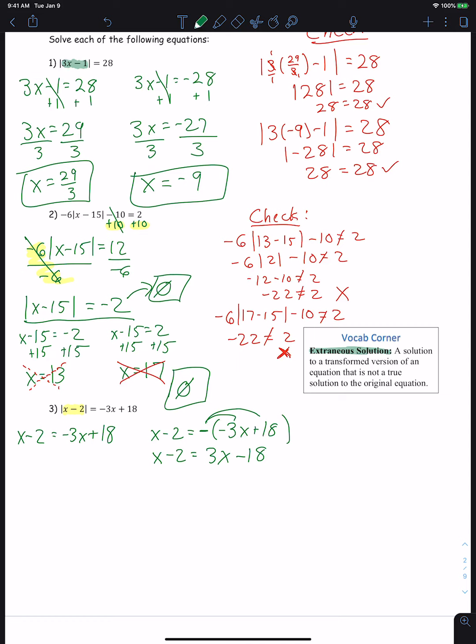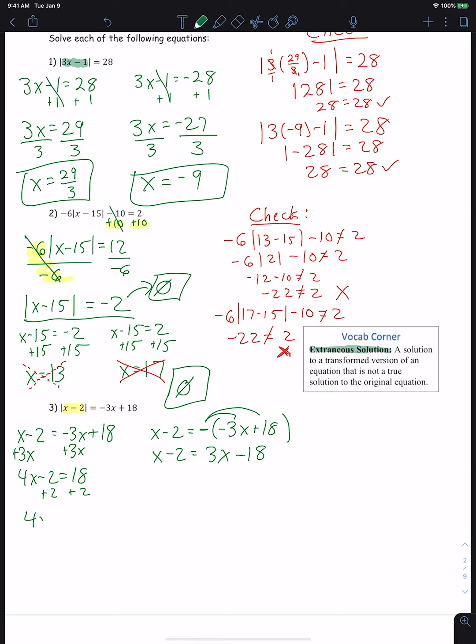So now we would want to solve both equations. Here I'm going to get the x on one side. I always try and keep my x positive. It just helps from making mistakes. So that'll be 4x minus 2 is equal to 18. I'm going to add 2 on both sides. You get 4x equals 20. Divide by 4 on both sides, and you get x equals 5.